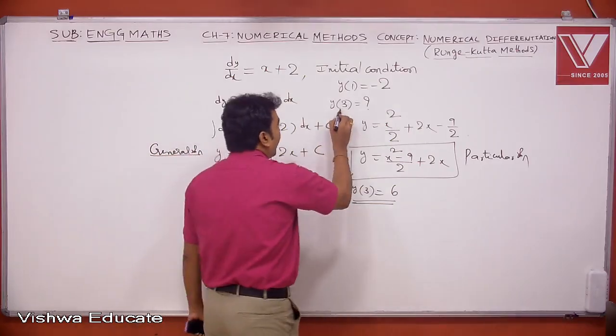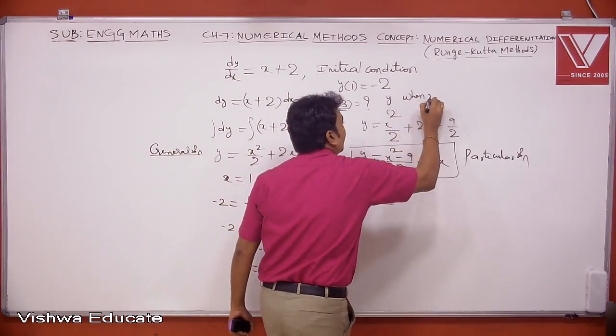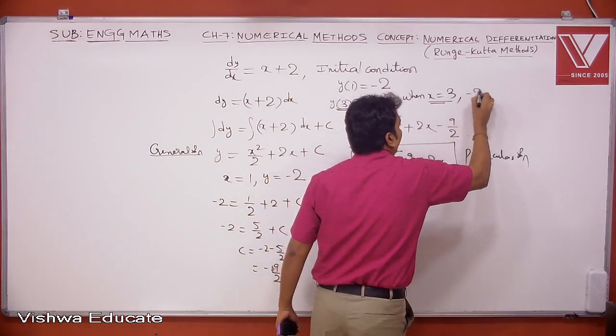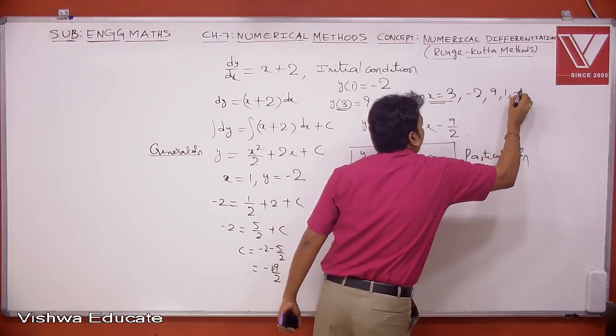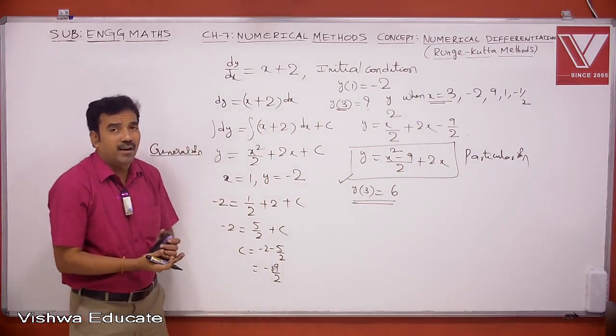Here we need to find the y value when x equal to 3. This is the y value when x equal to 3, no matter whether x is 3 or any other value. You can take x values like minus 2, 9, 1, minus 1/2, etc. So no restriction on x values.